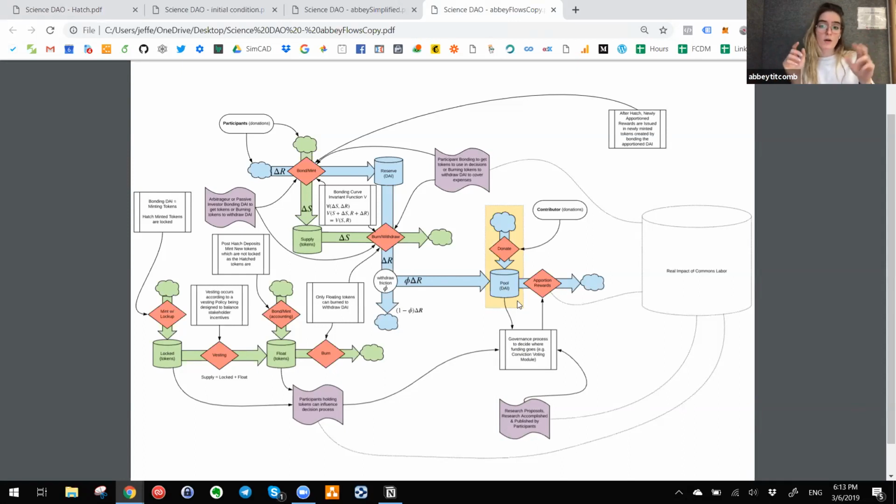When members cash out and liquidate their tokens for DAI or for fiat, a small percentage of their returns goes back into the funding pool. So even if there's arbitrageurs and speculators, that funding is still going back into the pool.